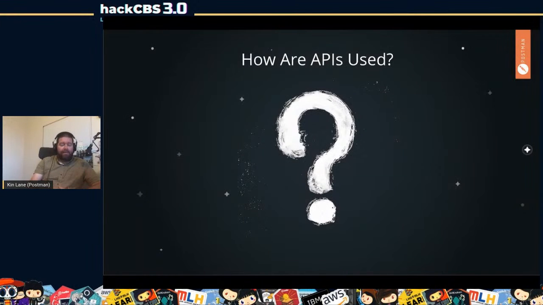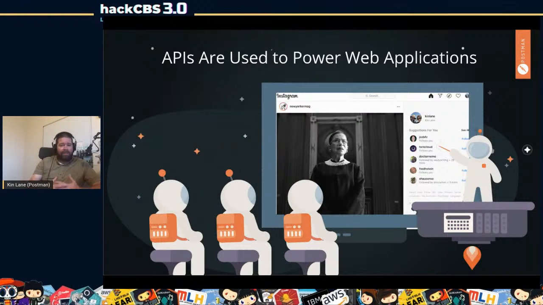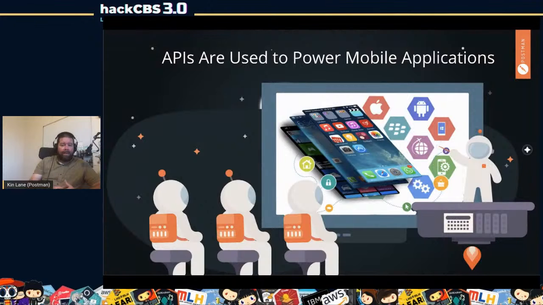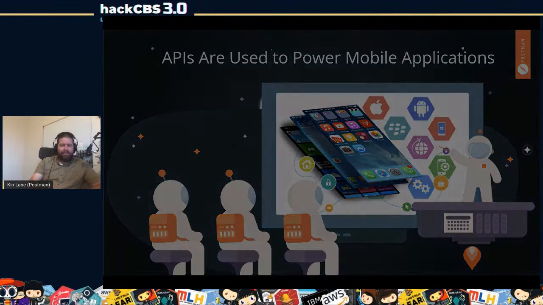So how are APIs used? As I mentioned, they're used to power web applications. Even though there's HTML behind these, most web applications are actually making one or many API calls to get the data that they need. APIs are used to power web applications. As I said, this is what really led to the rise of APIs: the ability to deliver the data and content we need over cellular networks to those applications that we have on our desktop or our mobile devices.